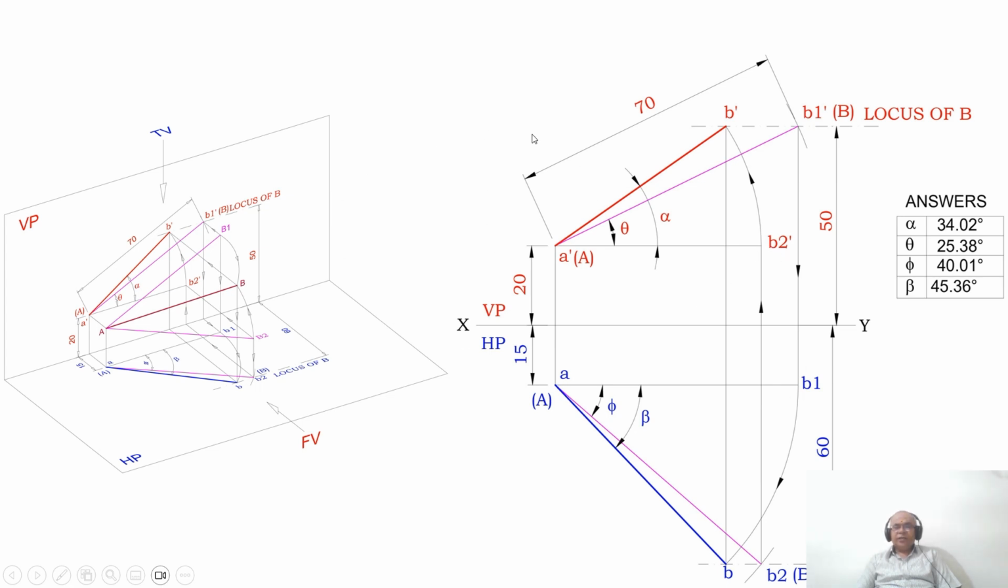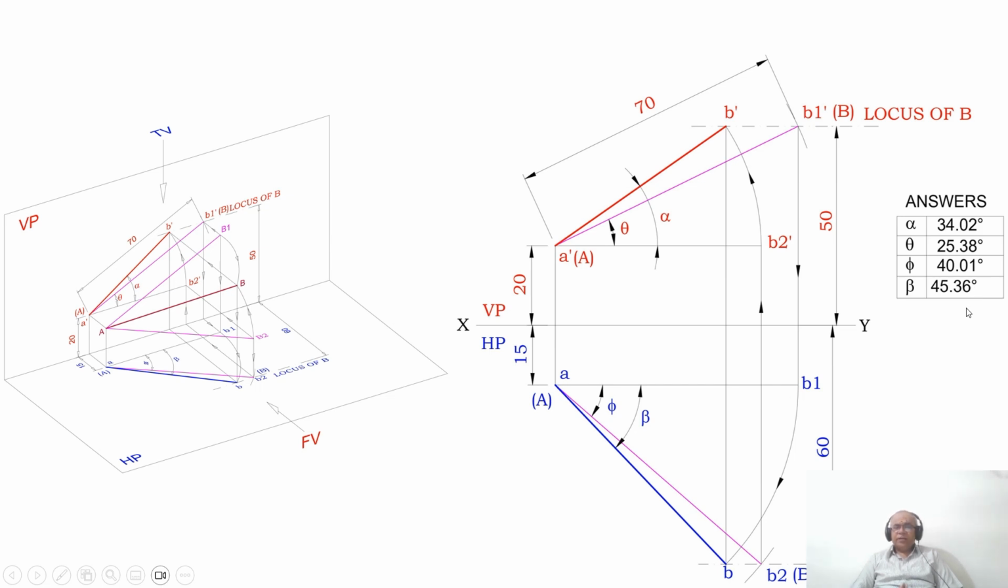So this is how you will be able to analyze and find the apparent length and its inclinations with respect to both HP and VP, and the true inclinations with respect to both HP and VP, which have been denoted by phi and theta. Apparent inclination with respect to HP is alpha. Apparent inclination with respect to VP is beta. This is how we can measure up to the second decimal point. You get the accuracy when you are doing it in CAD.